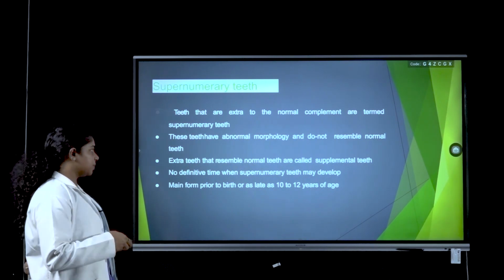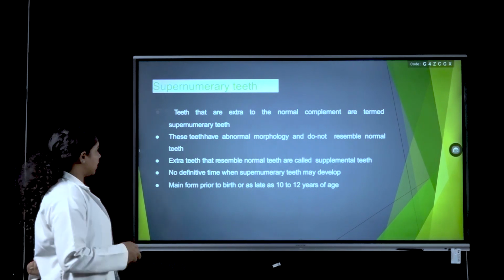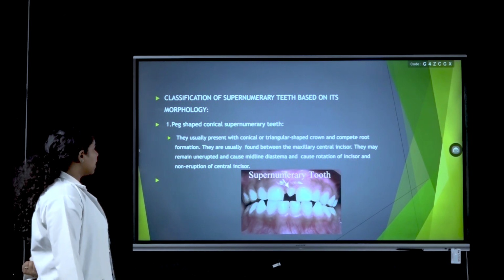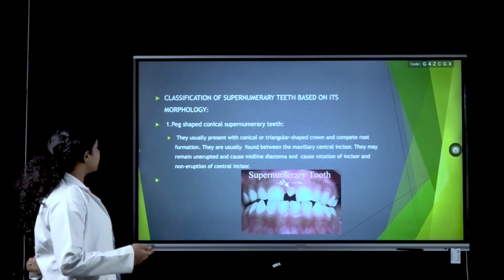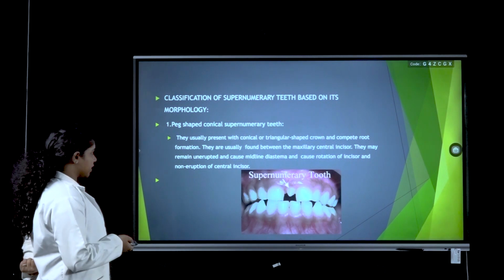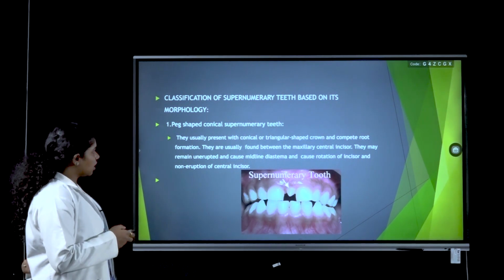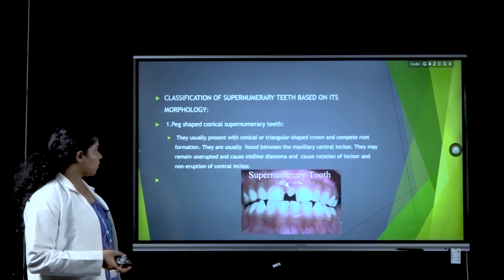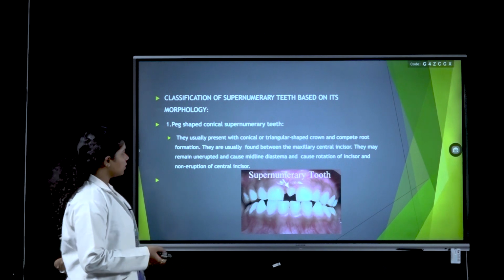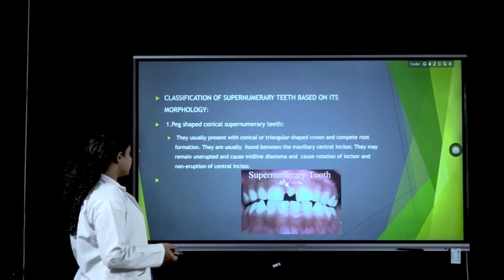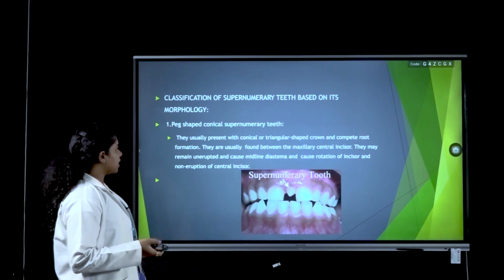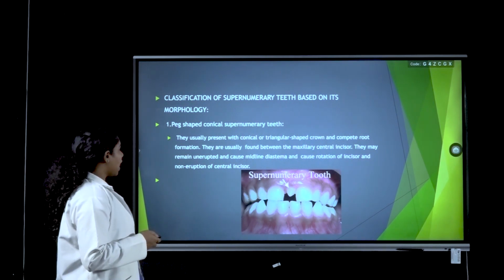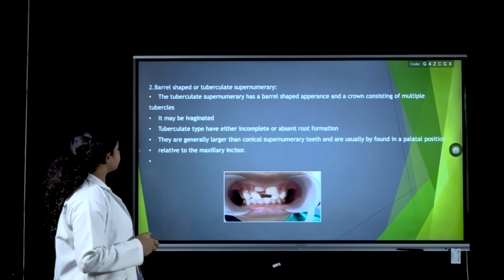Mainly they form prior to the birth or as late as 10 to 12 years of age. Coming to the classification of supernumerary teeth, based on its morphology, it can be divided into peg-shaped conical supernumerary teeth, which are either conical or triangular in shape of crown, and complete root formation can be seen. They are usually found in between two maxillary central incisors. They might remain unerupted and also cause midline diastema or cause rotation of incisor.